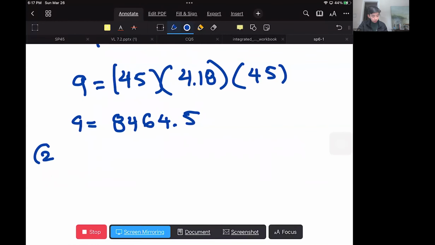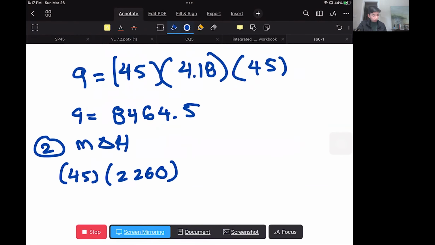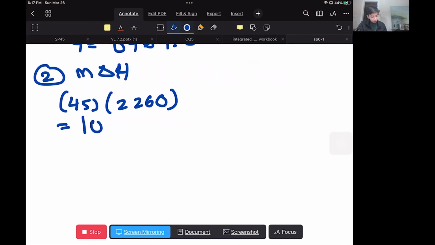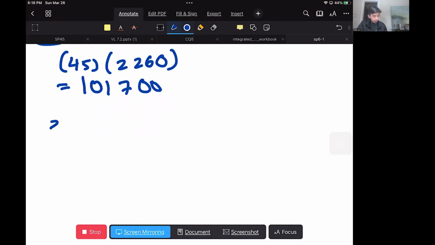Number 2 is going to be mass times enthalpy. Mass is going to be 45, enthalpy is going to be 2,260. Multiply this out, you're going to get 101,700. All right, and then number 3, we're back to the same thing, Q equals MC delta T.